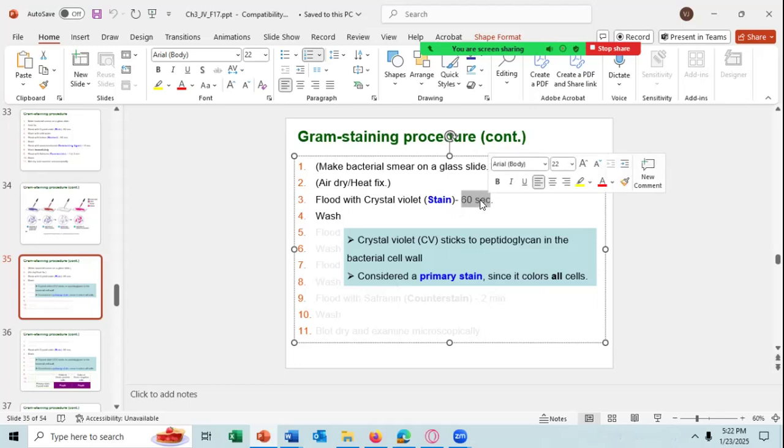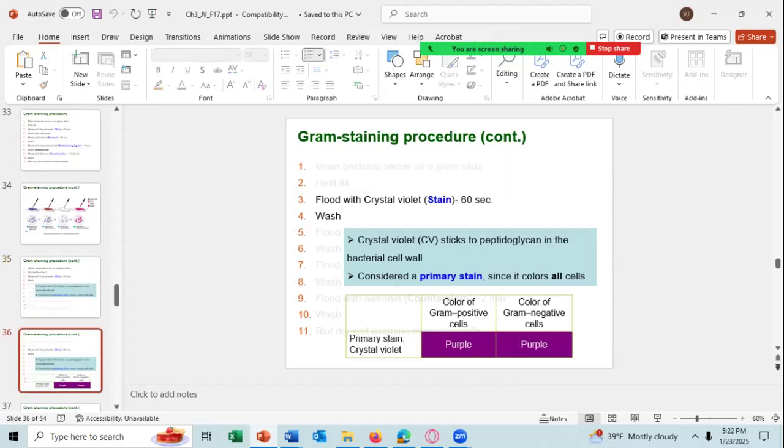So around 60 seconds. You then wash gently with cold water, and that's to remove the excess crystal violet from the slide. The crystal violet will stick to the peptidoglycan in the bacterial cell wall. It's considered the primary stain since it colors all cells blue-purple. And it's the first stain you use as well. Any question about any of that? So the color of all the cells, both the gram-positive and the gram-negative cells, after applying the crystal violet, will be purple, and we can say blue-purple.